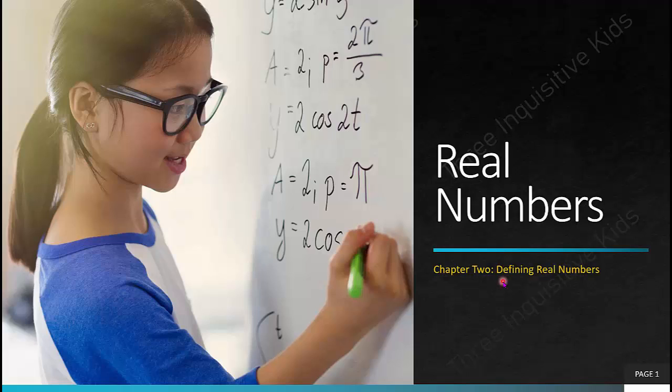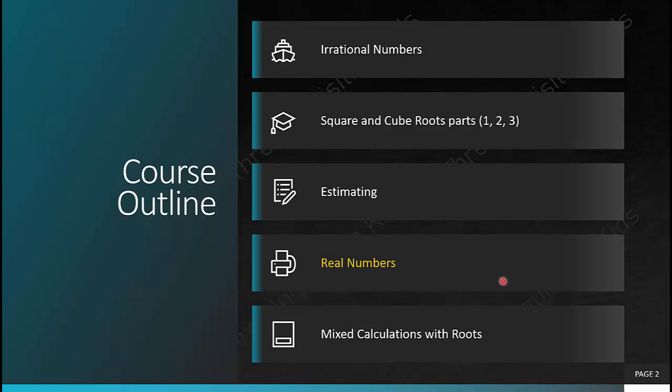Real numbers. Chapter 2. Defining real numbers. So, real numbers, just like irrational numbers, negative numbers, rational numbers, those are all different types of numbers and categories of numbers that we will be introducing. And today we will be introducing real numbers. Basically, what we're trying to cover is what are real numbers and how can we even classify them.